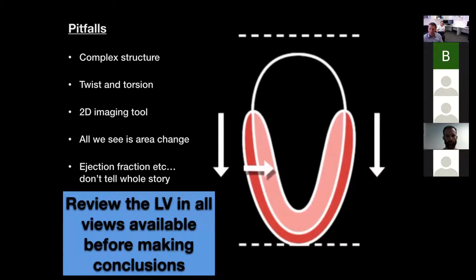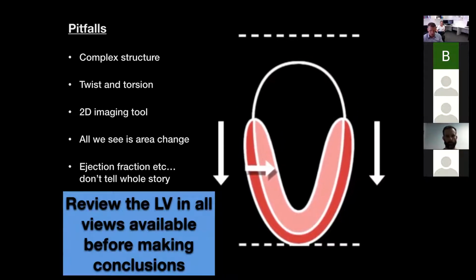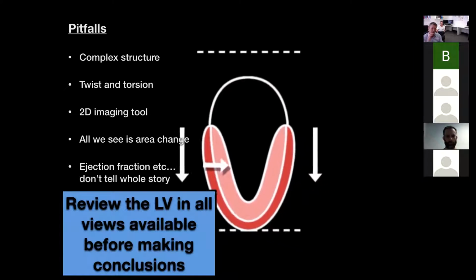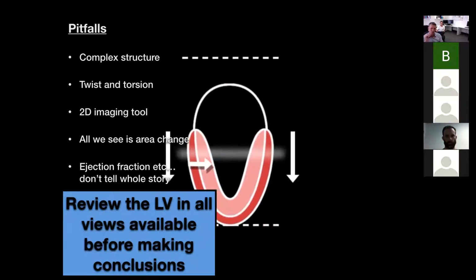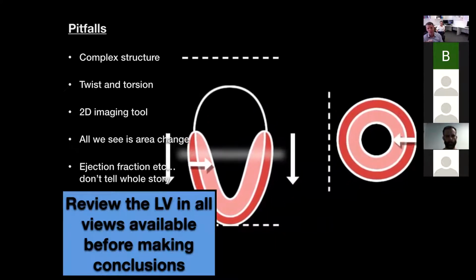So the key pearl that we're going to talk about when we're doing our echoes is this idea, and this is the same for basic echo as it is for advanced echo: if you've got an abnormality in one plane, you've got to back it up in another. And when you're looking at left ventricle function or regional wall motion abnormality, this counts the same.